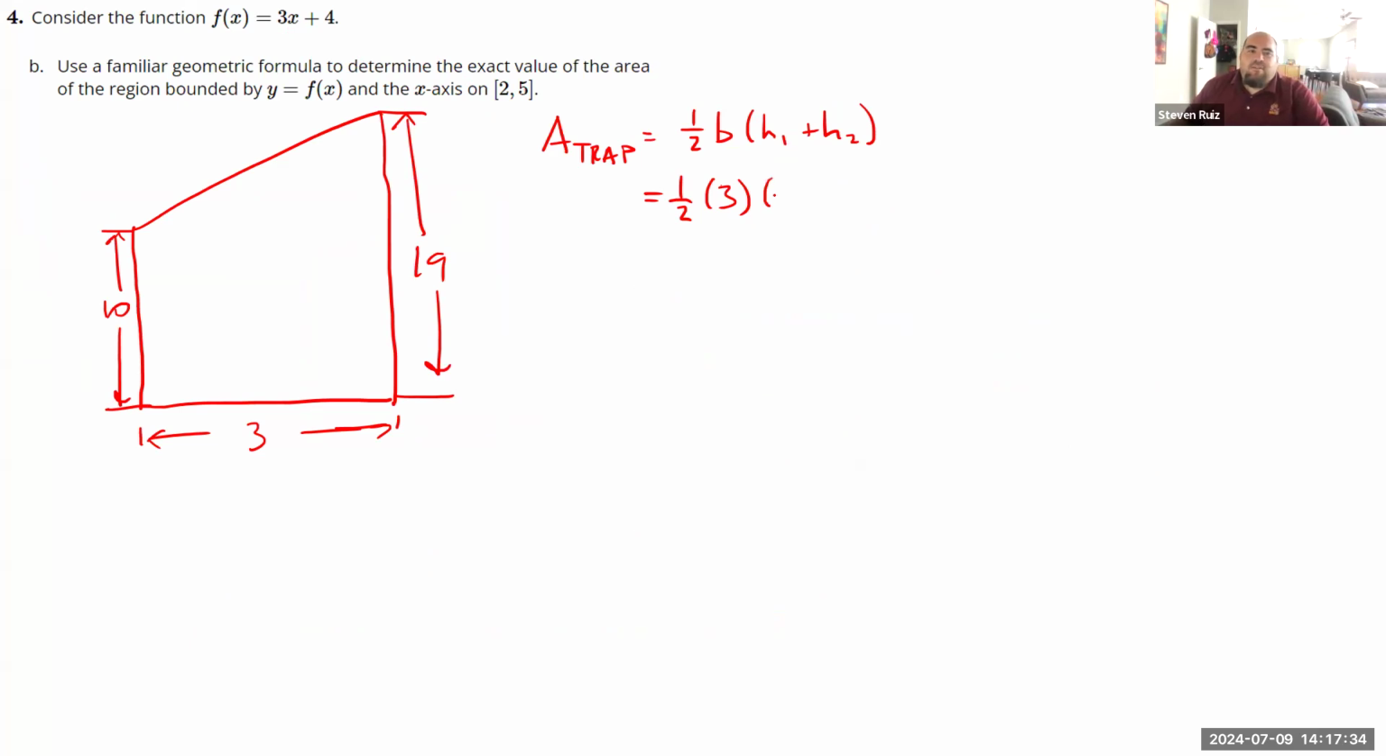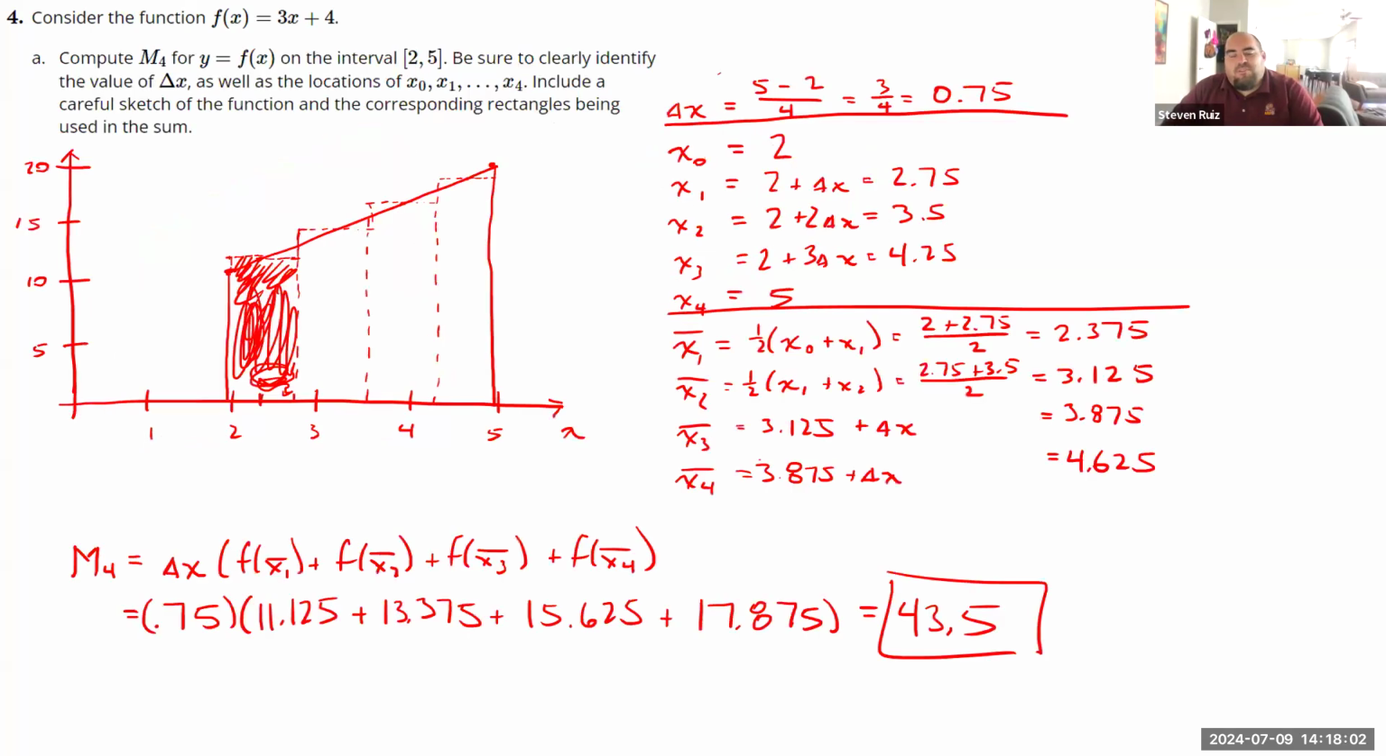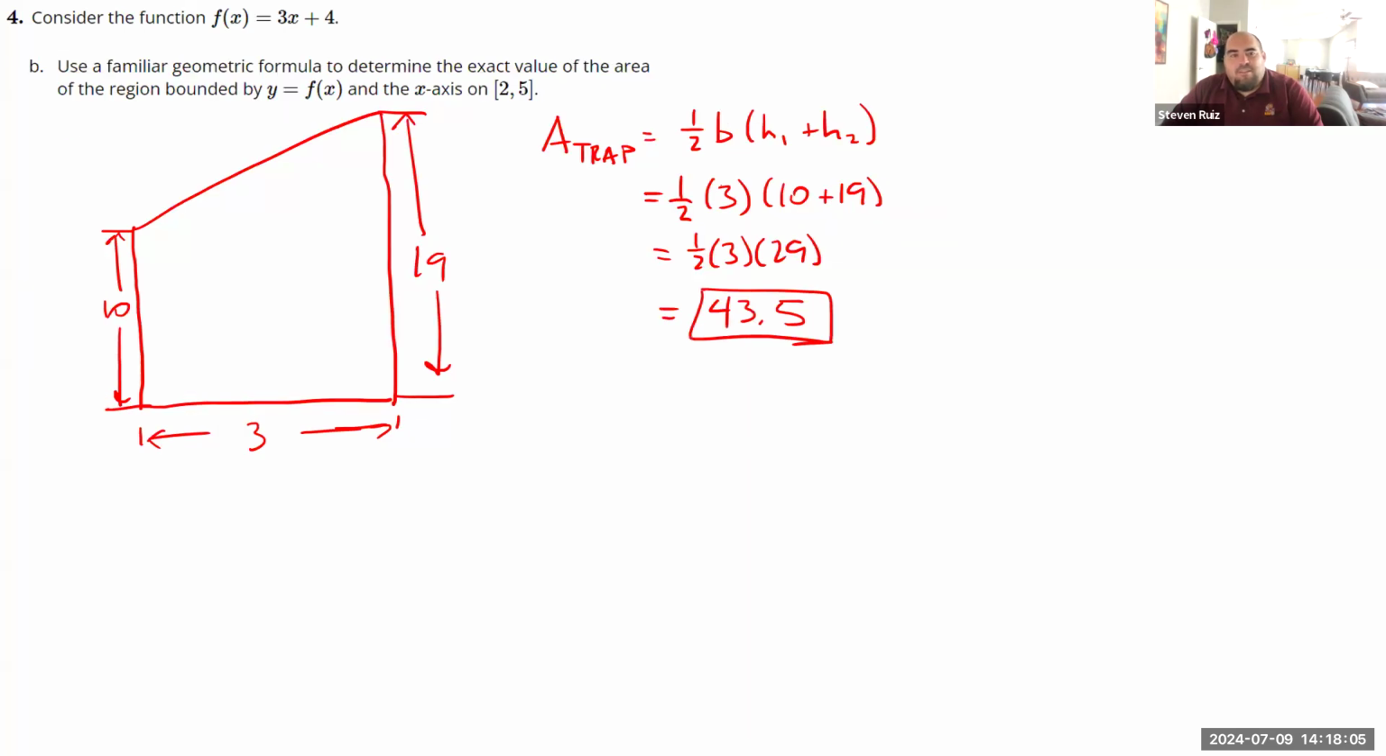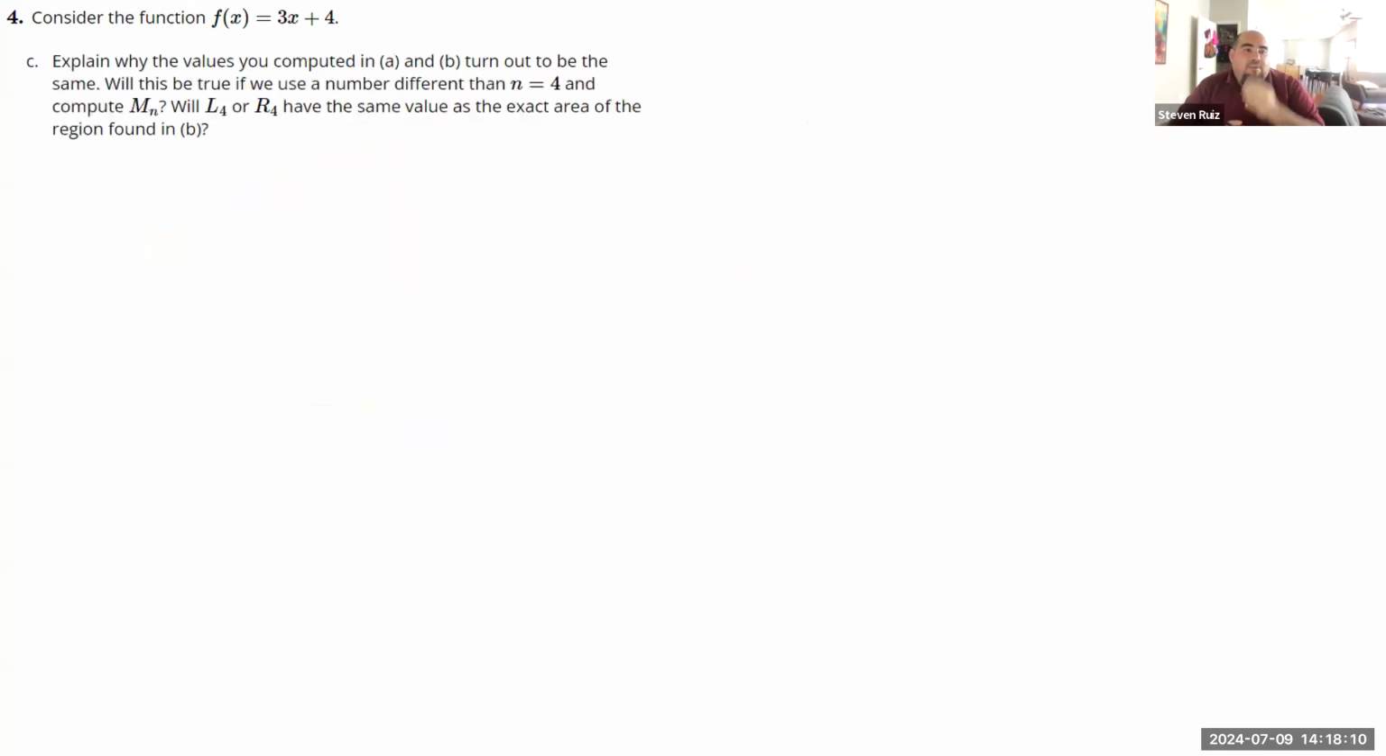So 1/2 times 3 times the quantity 10 plus 19. So I get 1/2 times 3 times 29. What does that come out to be? Comes out to be 43.5. How does that compare with what we got? So our approximate sum is exactly equal to the exact area under this curve. So why did that happen? So part C, explain why the values compared to A and B turn out to be the same.